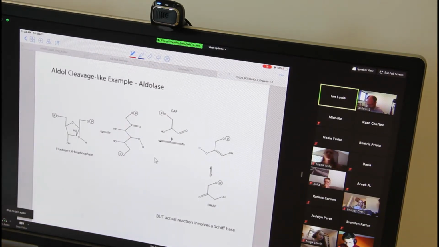This reaction is part of glycolysis. It's called aldolase. Chat, why do you think it's called aldolase? It's called aldolase because it uses an aldol cleavage reaction.